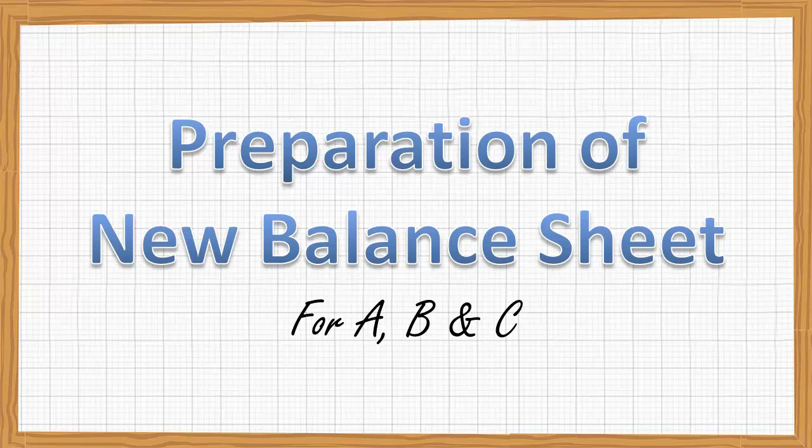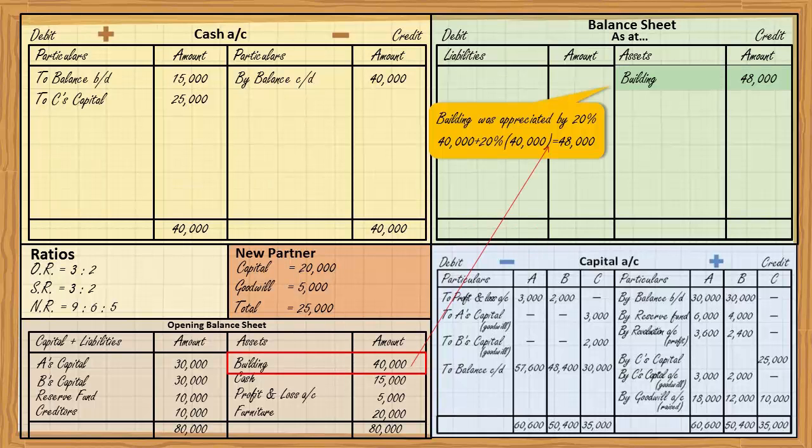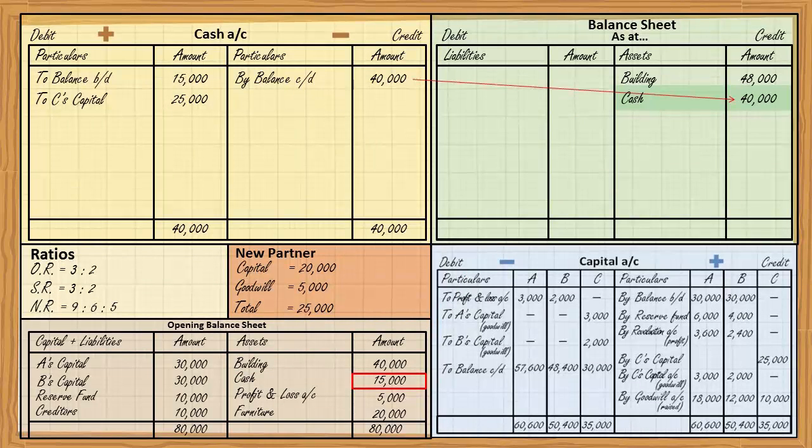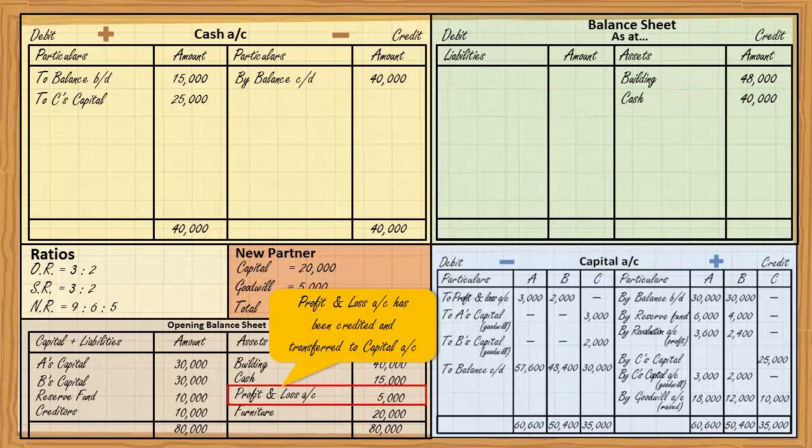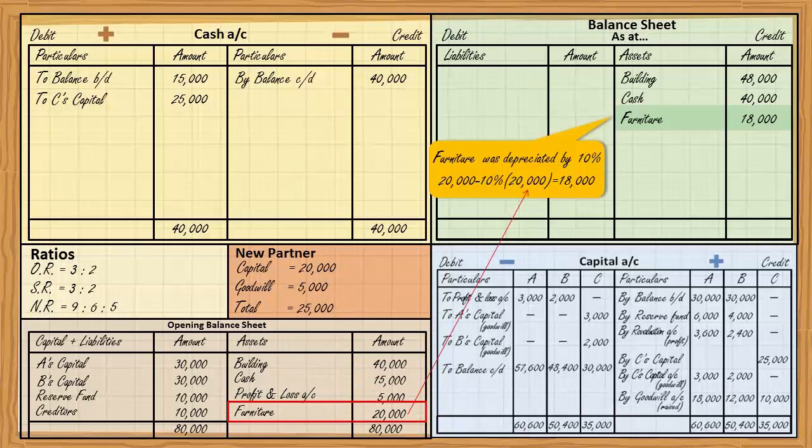Now let's prepare balance sheet of A, B, C. Asset side, building. Previously it was 40,000, now it is 48,000 because it has been appreciated by rupees 8,000. Cash, previously it was 15,000, now it is 40,000 because this is the closing balance. There is no more profit and loss account on asset side because it has been transferred to capital accounts. Furniture, previously it was 20,000, now it is only 18,000. Why? Because it has been depreciated.